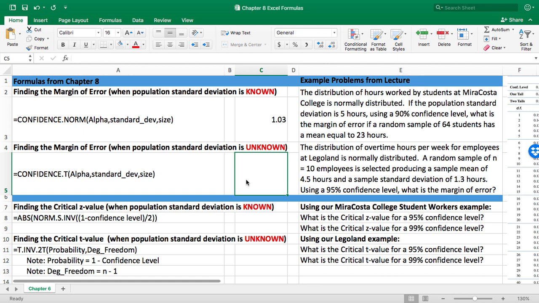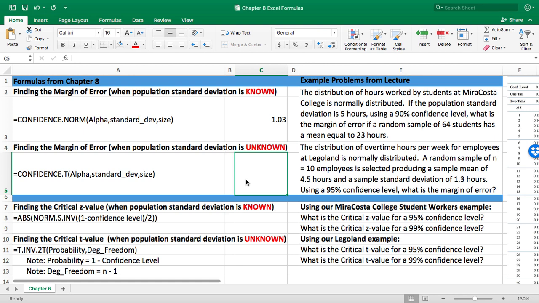This is what we saw in our Legoland example in the lecture. So the distribution of overtime hours per week for employees at Legoland is normally distributed. A random sample of 10 employees is selected, which produces a sample mean of 4.5 hours and a sample standard deviation of 1.3 hours. Using a 95% confidence level, what is the margin of error?